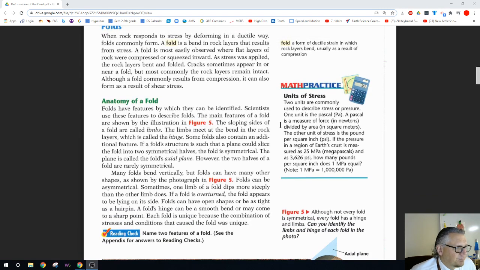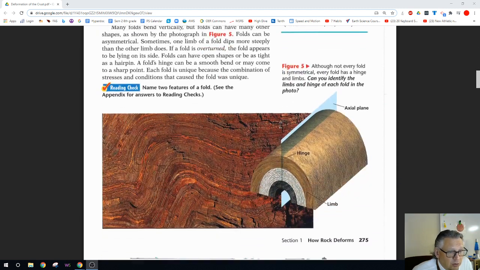Anatomy of a fold. Folds have features by which they can be identified. Scientists use these features to describe folds. The main features of a fold are shown in Figure 5. Let's go look at Figure 5.